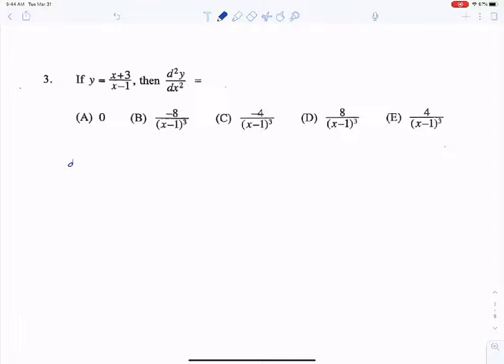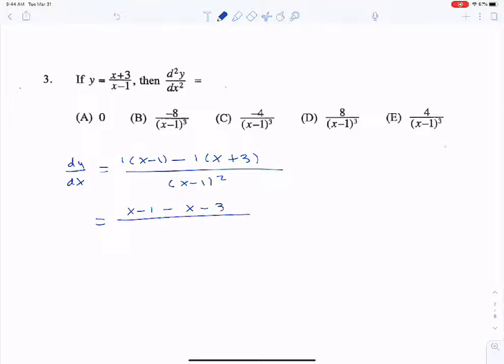So first off, I get dy dx equals, so let's see, take the derivative of the numerator, which is 1, times the denominator, minus the derivative of the denominator, which is 1, times the numerator, all over the denominator squared. You should be simplifying. Okay, so with these, you want to simplify because it's going to be a lot easier, less mistakes. So I get x minus 1 minus x minus 3 over x minus 1 squared, which equals, looks like the x's cancel each other out. So I get negative 4 on top.